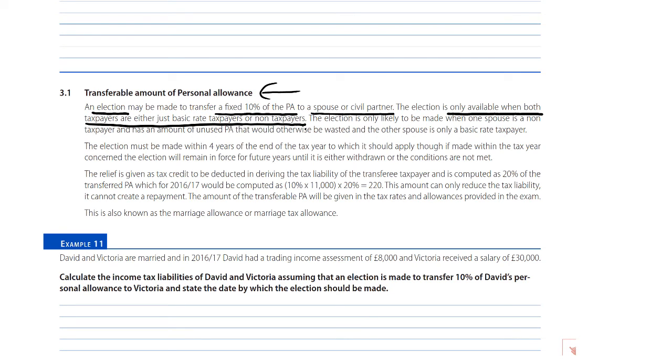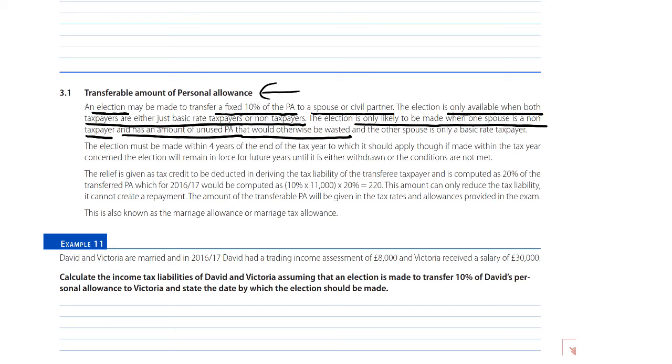Now, the most likely situation and the only worthwhile situation for you to make this election would be when one spouse is a non-taxpayer and therefore has an amount of unused personal allowance that, as we just said, you either use it or you lose it. And if you don't use it, it's going to be wasted. Now, an element of that wastage could be avoided, because what you could do is transfer this fixed amount across.